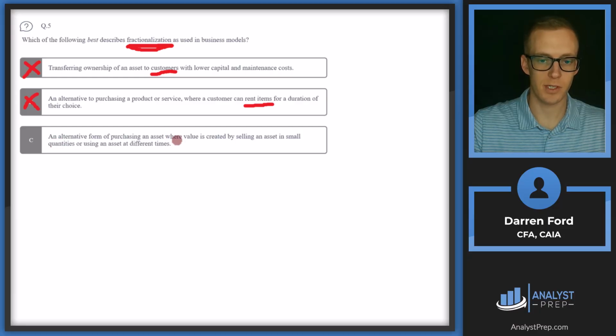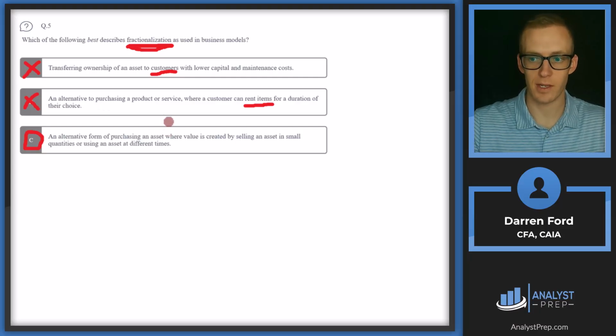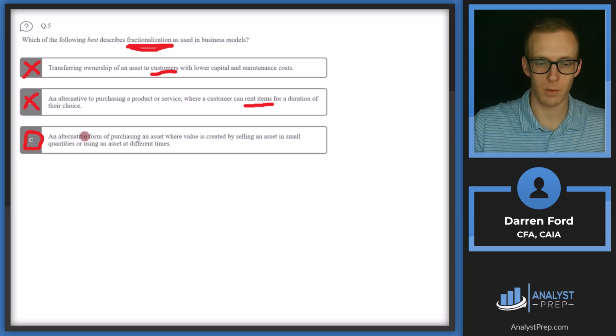An alternative form of purchasing an asset where value is created by selling an asset in small quantities or using an asset at different times. So this will be correct, and this is what fractionalization refers to. I think a couple of the examples given were applicable to real estate or aviation or art, where in the case of an airplane, you could become a part owner of an airplane and be able to use it at certain parts of the year, whereas other owners would have certain parts of the year to use it as well. So that's one example of fractionalization, and we'll go with answer C.